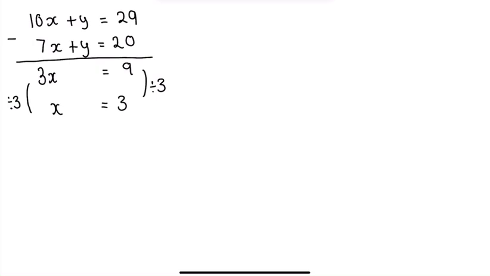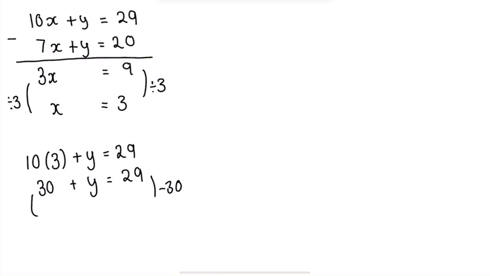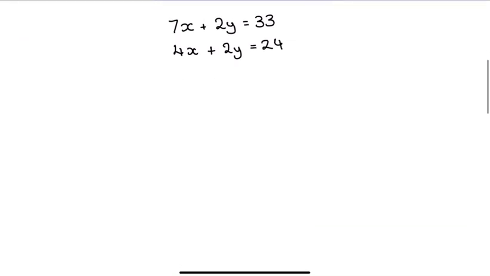We need to find out what y is. So picking one of the equations, again, I'll just go for the top. I've got 10x, now x is 3, plus y equals 29. Now 10 times 3 is 30, plus y equals 29. Now to solve this, I just want to get rid of that 30 from both sides. 29 take away 30 is negative 1. So my answers are x equals 3 and y equals negative 1. Now I would like you to pause the video and have a go at solving this pair of simultaneous equations.